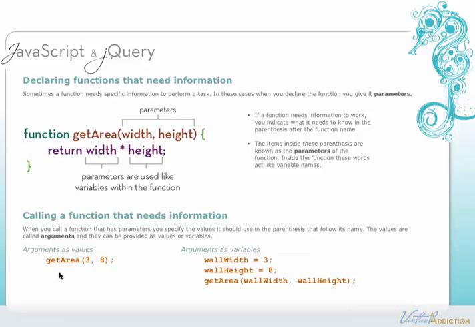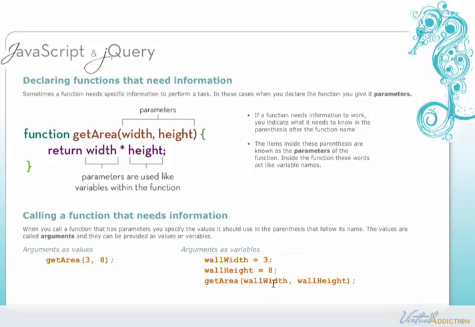Here's an example of an argument used as a value. When the function here is called, the number 3 will be used for the width of the wall, and the number 8 will be used for its height. Here's an example of an argument being used as a variable. Here you do not need to specify actual values when calling the function. You can use the variables in their place. So the following does the same thing. It takes the function getArea and passes on the arguments wall width and wall height.